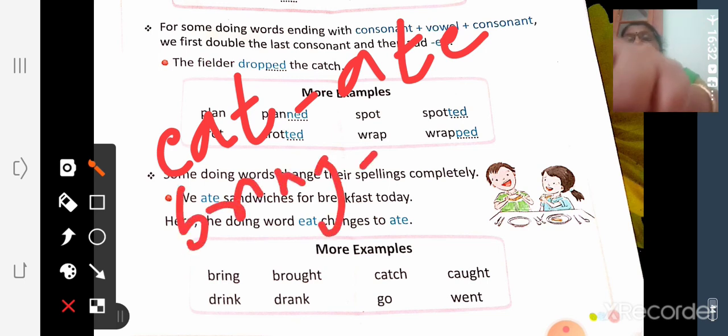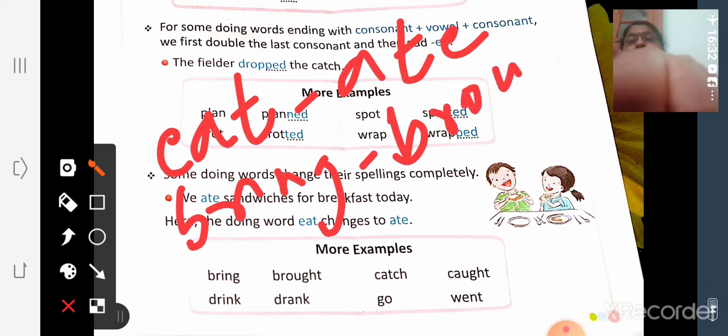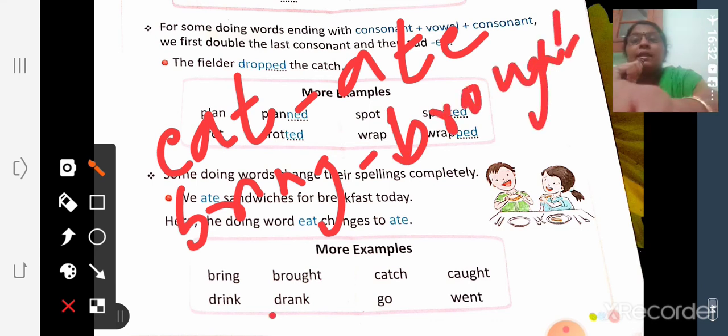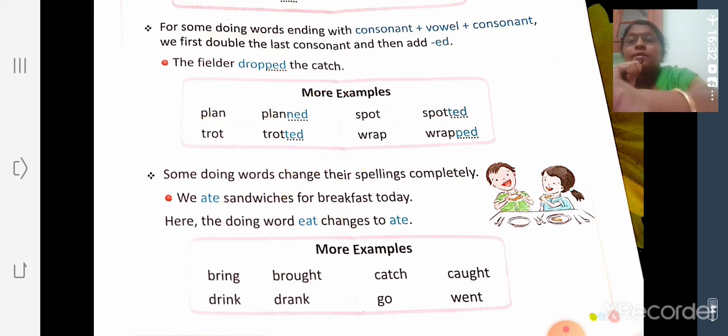Bring, brought. B-R-O-U-G-H-T. Bring, brought, drink, drank, go, went. So some words change their spelling completely. So that is an irregular verb.